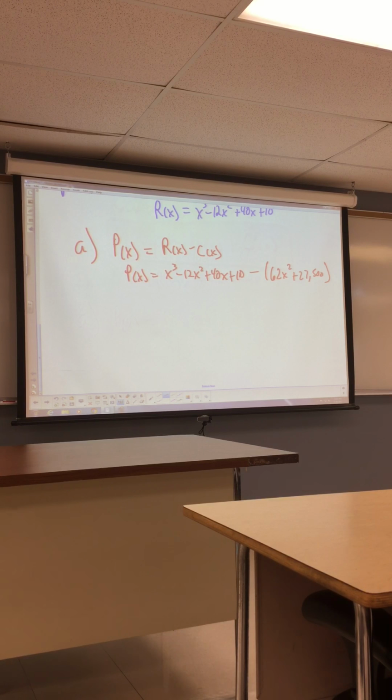I don't like to leave stuff like that, so I'm going to clean it up a little bit. x cubed, negative 12 and negative 62 is negative 74x squared, plus 40x, and 10 minus 27,500 is negative what? 27,490?